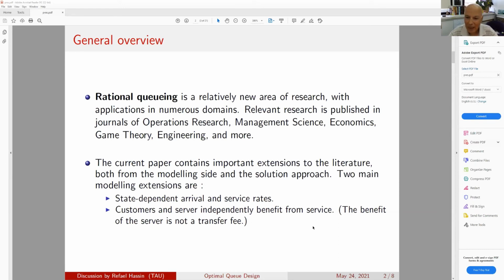So the current paper has some novel ideas, both from the modeling side and from the solution approach, and the two main modeling extensions are written below. The arrival and service rates are state dependent. And the second one is that the server also gets some benefits from service that is not produced by transfer fees. In most of the literature, if the server gains something, it's from fees that are taken from the customer. So these are transfer fees, while here there is some benefit to the server that is independent of the benefit to the customers. I will discuss soon why this is important.